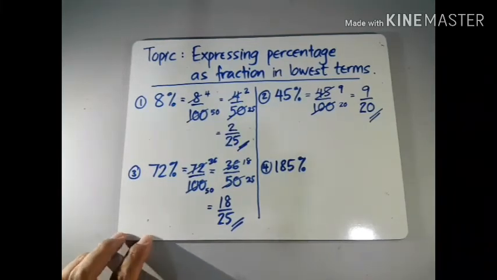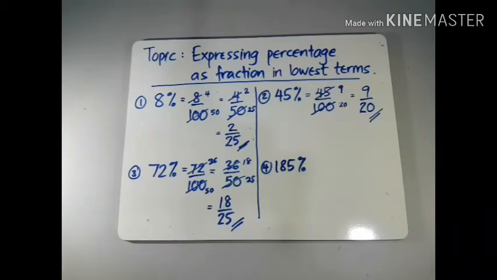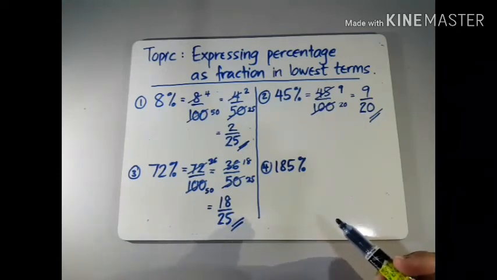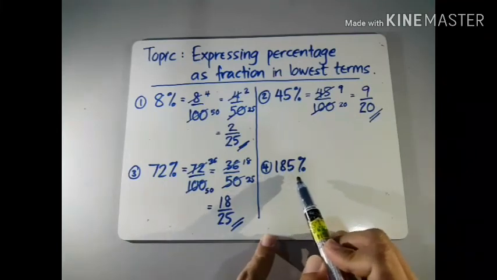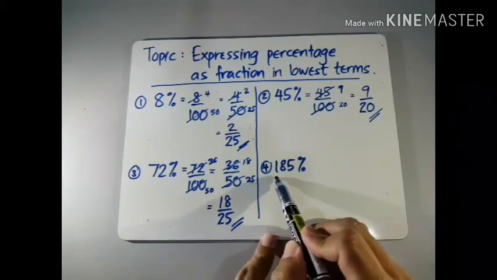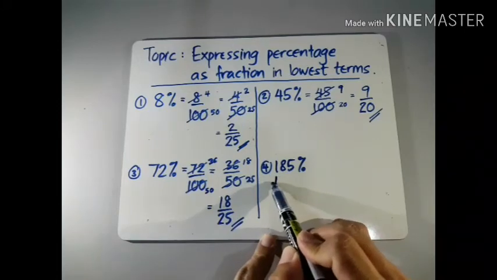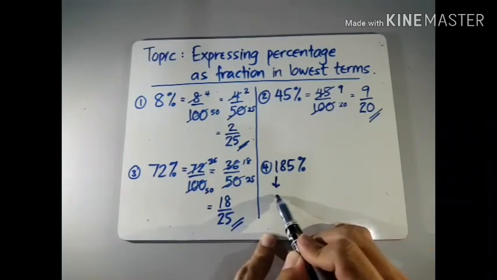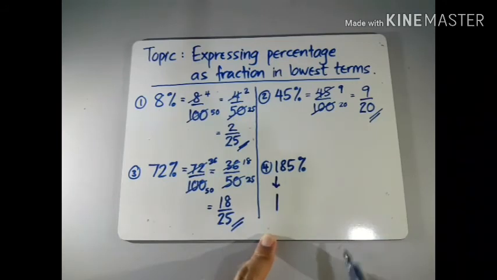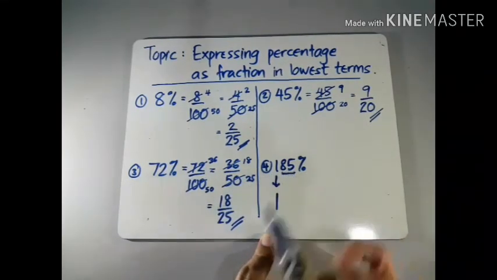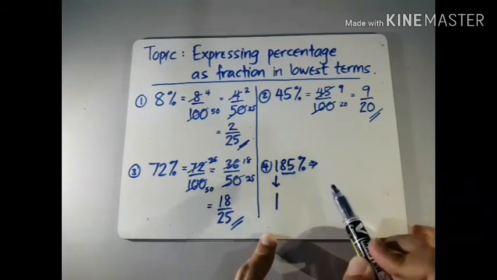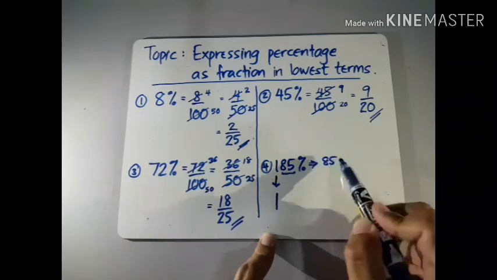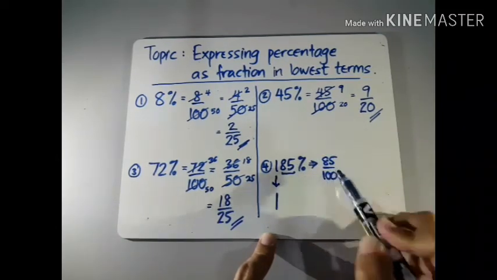Okay, now this one might be a little bit tricky, but there are 2 ways for you to do this one, but I'll just use the previous lesson. If you remember last time, we said that 100% is actually 1. So we take this one, 100, it's 1 already. So now we focus on 85%. So which means that we can make it becomes 85 out of 100.